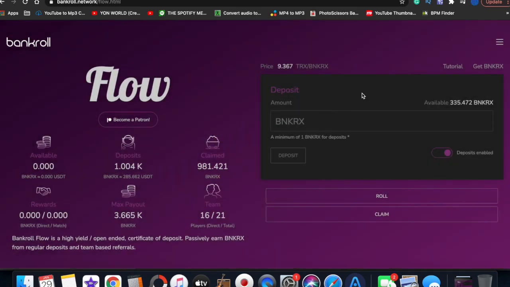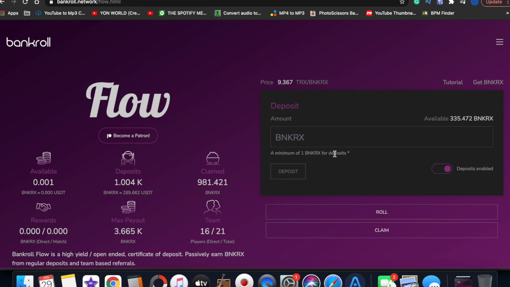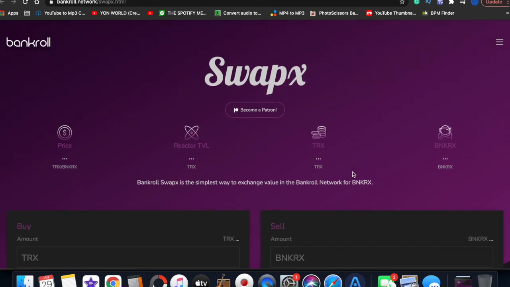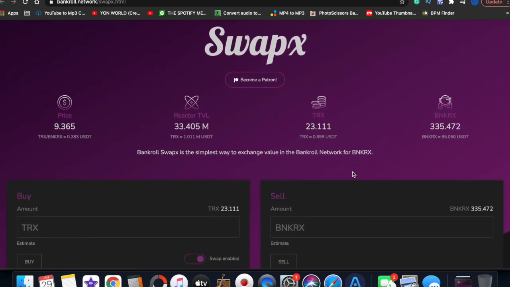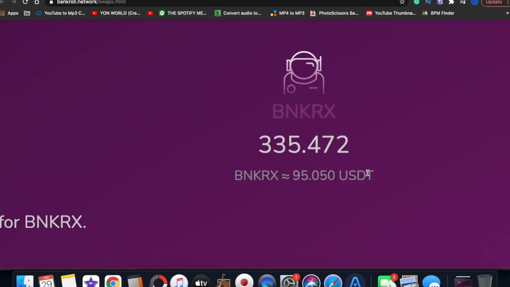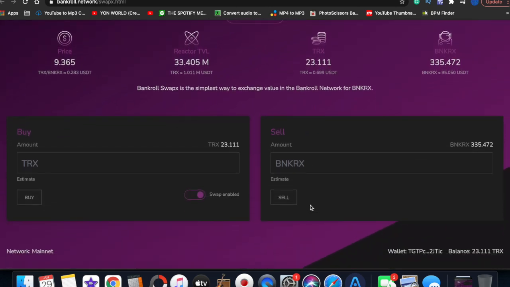Now you see in my account, I got 335 Banker X available, right? I claimed it. And if we go to Swap X, right, which is the exchange, which you exchange Banker X to TRX, right, you can see the current amount of Banker X I got is worth $95, right? So I earned $95 on this account just over the past 3 days, right?